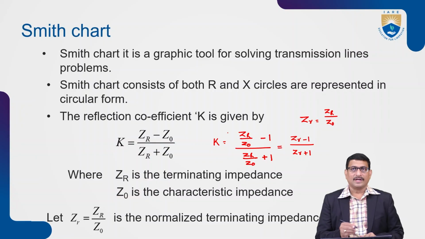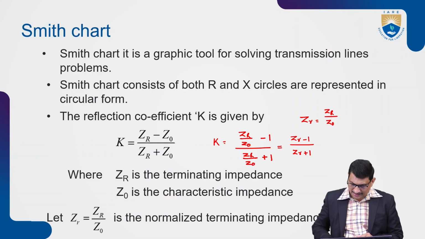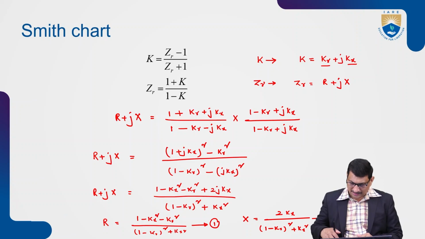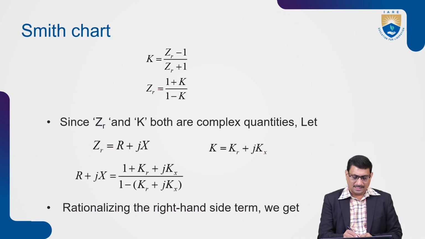We divide the numerator and denominator by z0, and we call zr by z0 the normalized terminating impedance, and we find the expression for k equal to zr minus 1 divided by zr plus 1, where zr is the normalized terminating impedance, and in this expression k and zr are both complex constants. Since they are complex constants, I am writing zr as r plus jx and k as kr plus jkx.